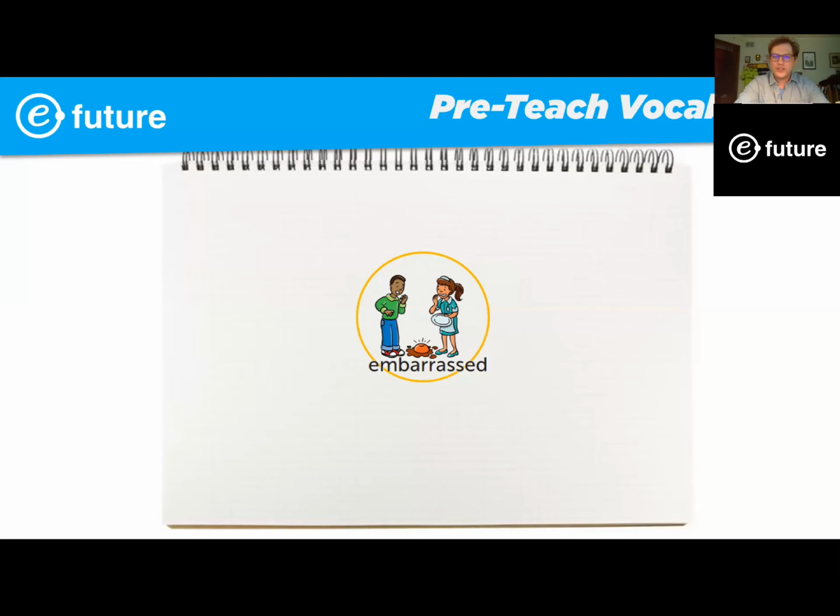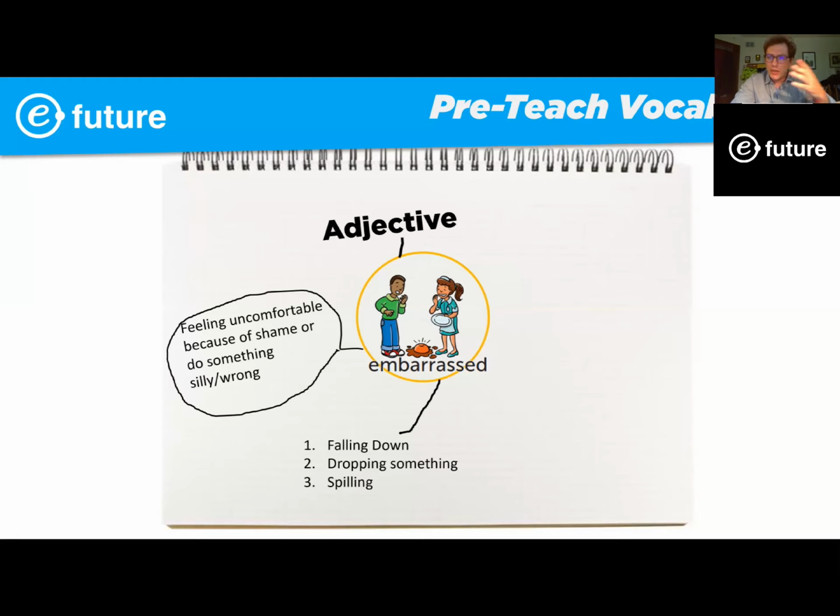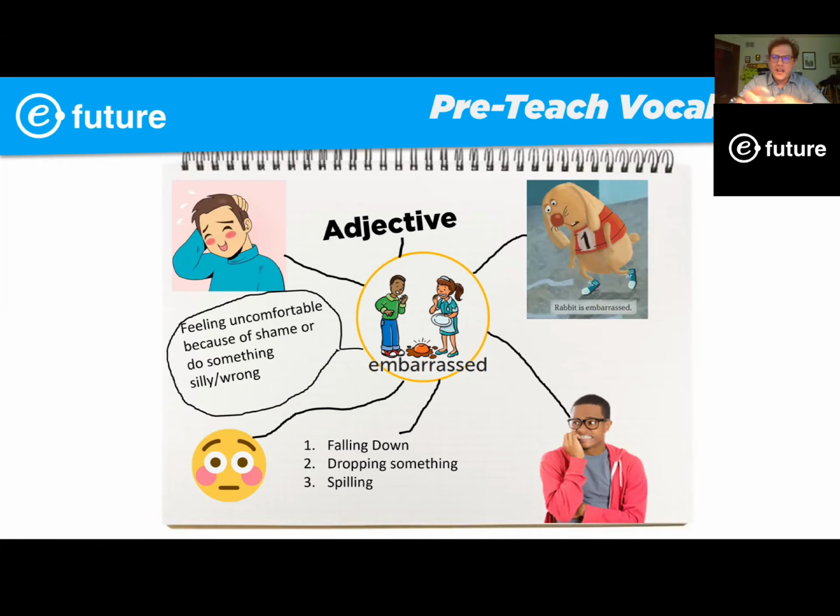So this one has the keyword embarrassed. First, they can write the definition. Then they can write more about the word, the adjective, or what is embarrassing? Falling down, dropping something, maybe spilling your water. And then you can add some pictures. This guy looks embarrassed. The embarrassed emoticon. Rabbit is embarrassed. Why is Rabbit embarrassed? And now students are starting to really understand the word.